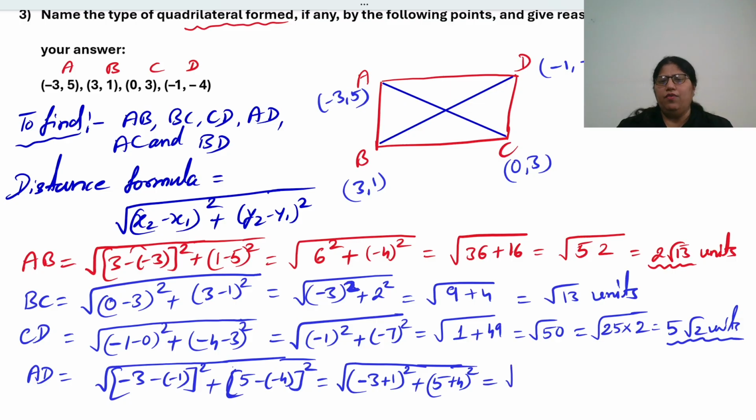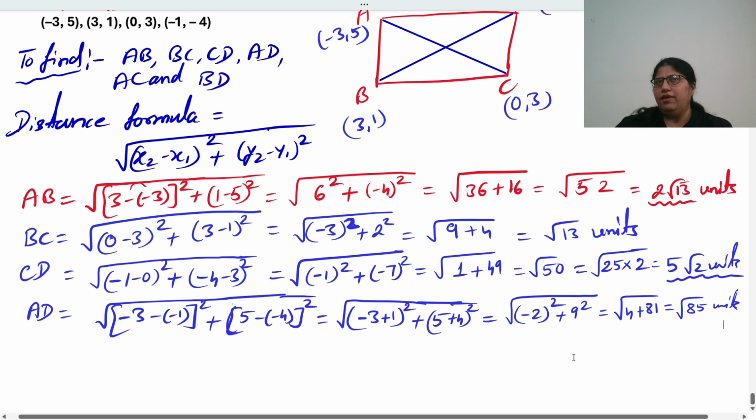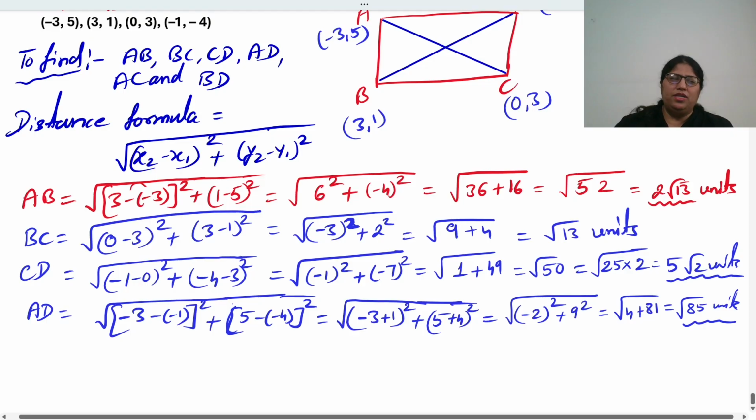Just be careful while doing the calculation to avoid any calculation mistake. Minus 2 whole square plus 9 whole square. 9 square, right? Which is 4 plus 81. 81 plus 4 is root 85 units. Now here 85, it's 5 times 17. It is already in the simplest form, correct?